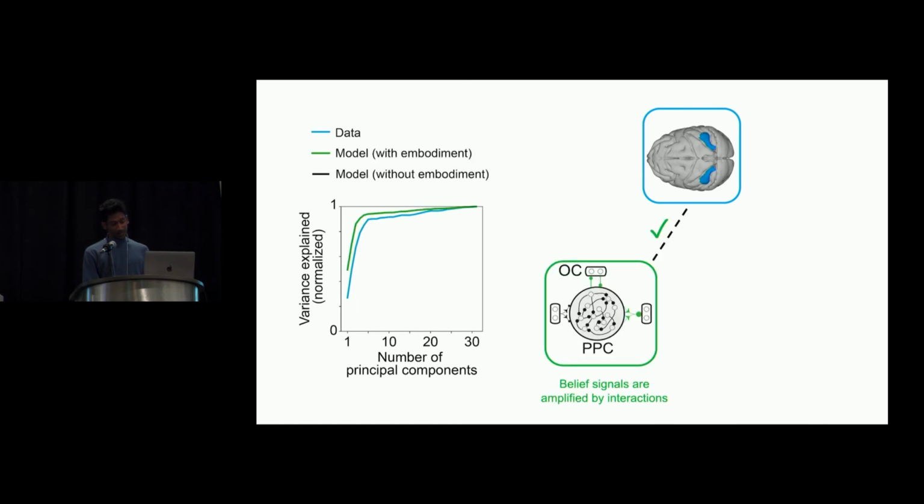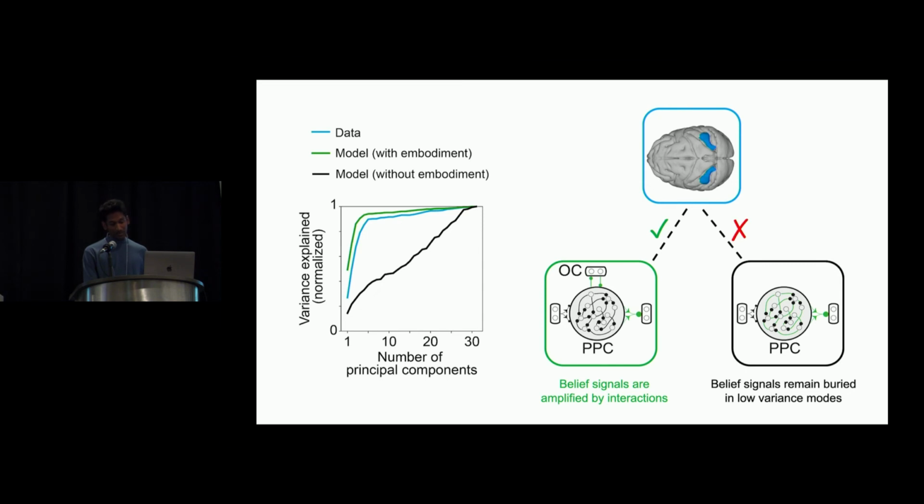And when we do the same sort of analysis in the model we built, it's very similar. A lot of the information about belief is encoded in the leading PCs. This happens because the interaction between the two brain areas causes the belief signals to be recurrently amplified and expressed in the leading principal components. Whereas in the other model, where the learning happened just within posterior parietal cortex, there wasn't the opportunity to recurrently amplify the belief signal, so it remains buried in the low variance modes.